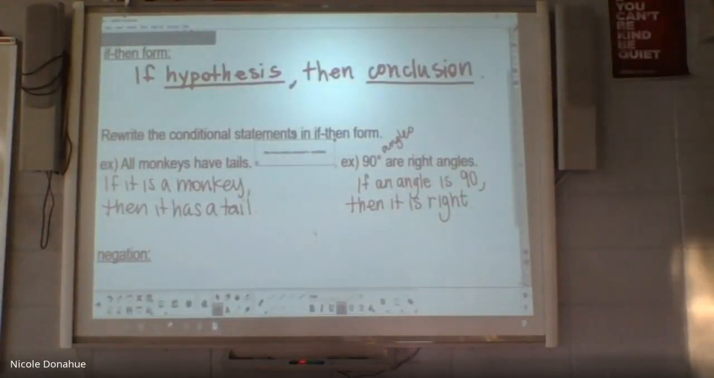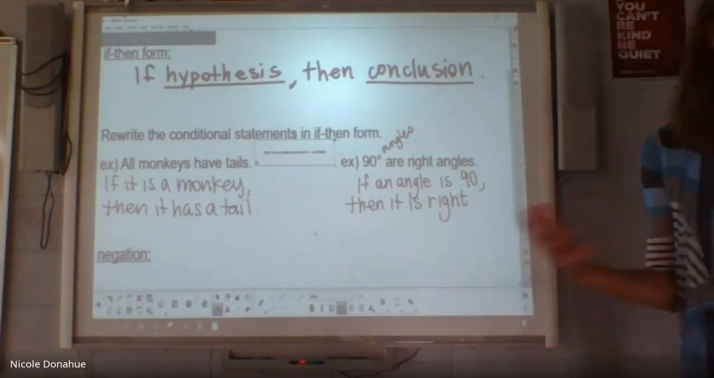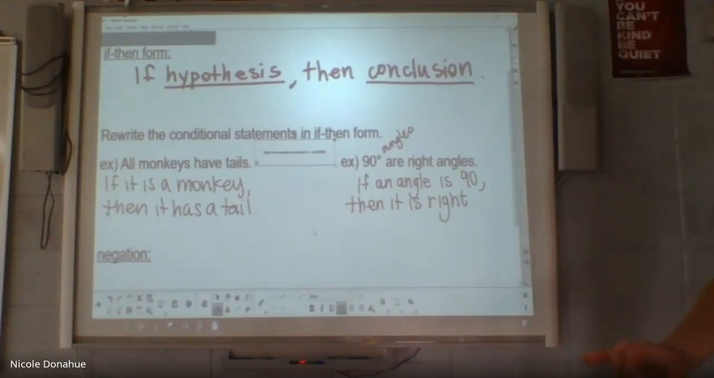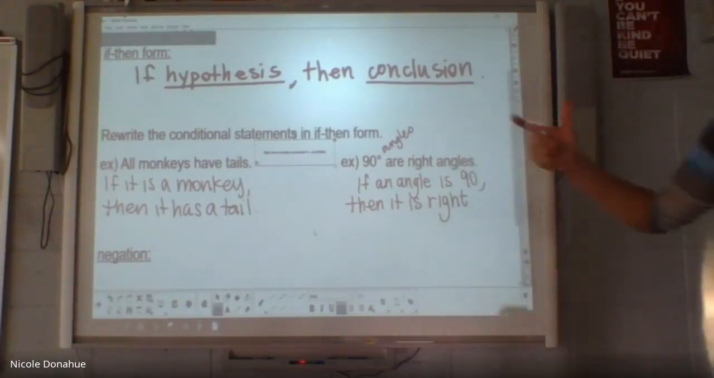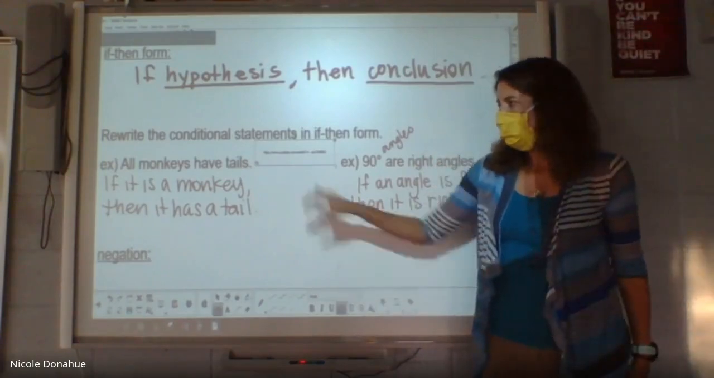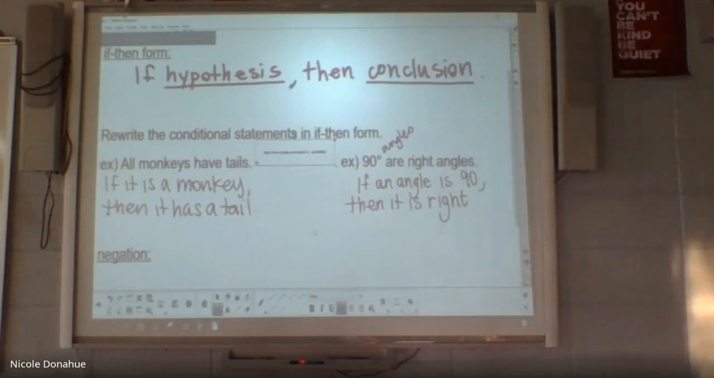So just saying if it has a tail, then it's a monkey, obviously we probably all have, or those of you who have pets, we have pets with tails, we don't have monkeys at our house. So just flipping this statement around isn't enough to have it be true. So if it's a monkey, then it has a tail. And you might even know of a counterexample to that. There might be a monkey that exists that doesn't actually have a tail. Or there might be a monkey that lost its tail in some sort of unfortunate monkey incident.